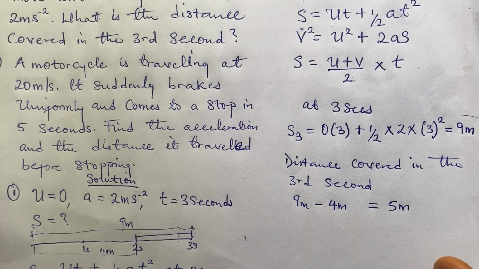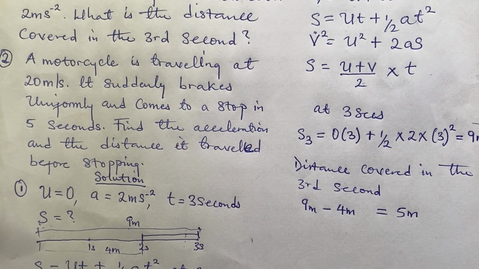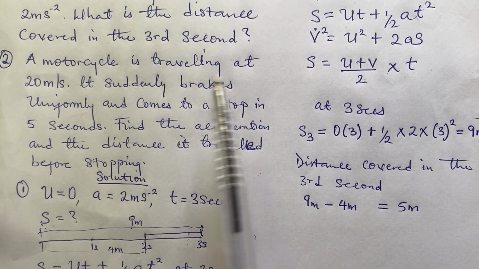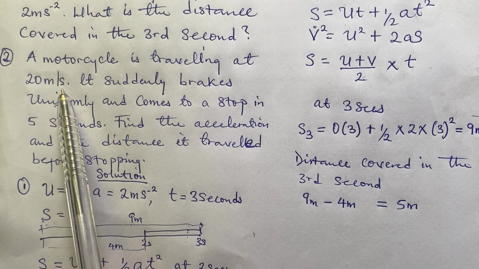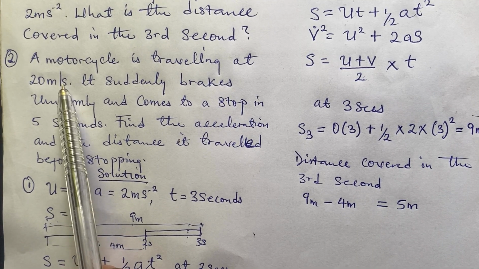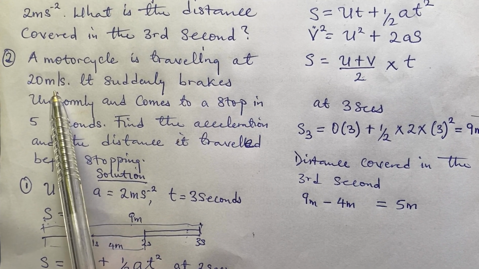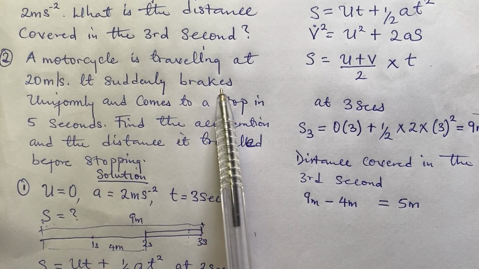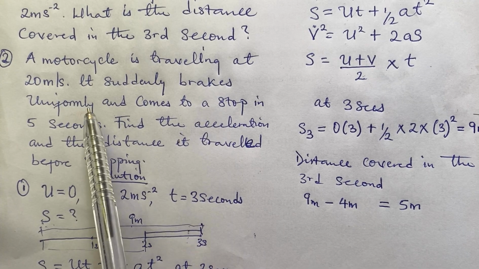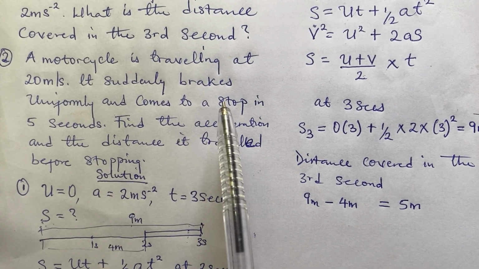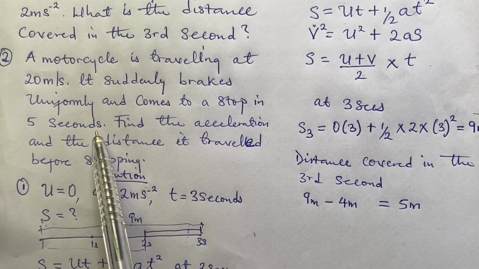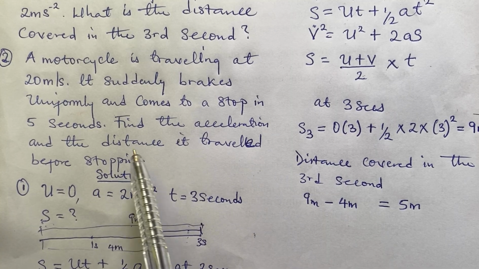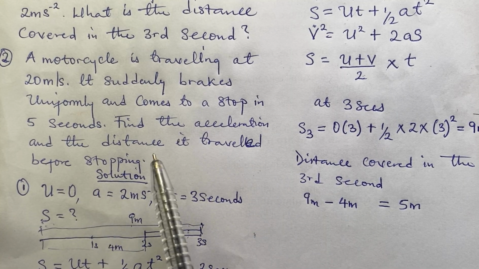So let's move to the second question. The question said that a motorcycle is traveling at this. From the unit, this is velocity. You should be aware, velocity is in meter per second, acceleration is meter per second squared. It suddenly brakes uniformly and comes to a stop in 5 seconds. Find the acceleration and the distance it traveled before stopping.